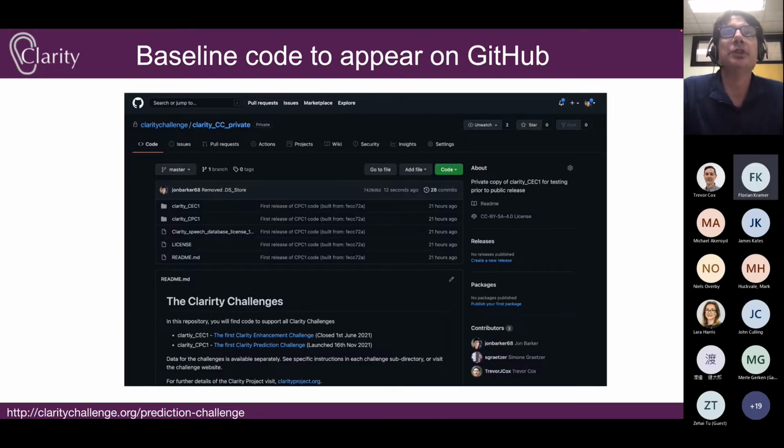So we have got a baseline system based on MB-STOI, which was the system we used for the first enhancement challenge. We're going to be releasing the baseline code on GitHub. So very shortly, we'll be releasing this GitHub repository. In this repository, what you'll find is all the code and baselines for the first enhancement challenge, and also the code and baselines for the prediction challenge. So there's going to be a single repository for all the challenges. We'll be able to get the data and baseline systems for both challenges. And that will be available by the end of this week.